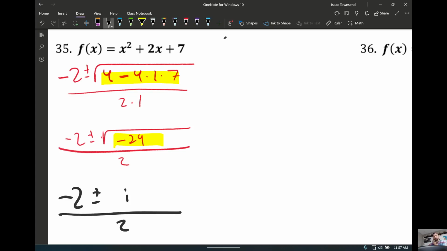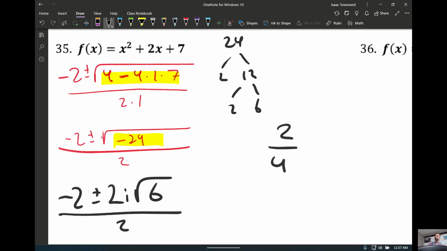And then the square root of 24 is like 2 square root of 6. But unlike the last question, there's still one more step that needs to be done here. And I don't think you guys practiced this a ton in Algebra 2. It looks more complicated, but we really just need to reduce our fraction.